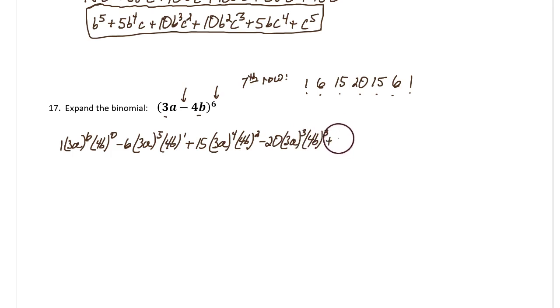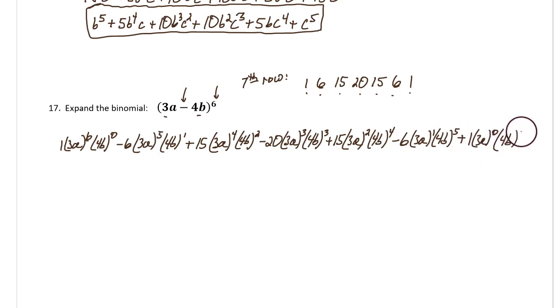Now a plus sign, 15, 3a to the 2nd power, 4b to the 4th power. Now a minus sign and 6, 3a to the 1st power, 4b to the 5th power. Now a plus sign and a 1, 3a to the 0 power, 4b to the 6th power.